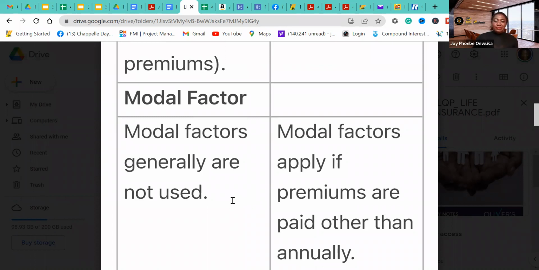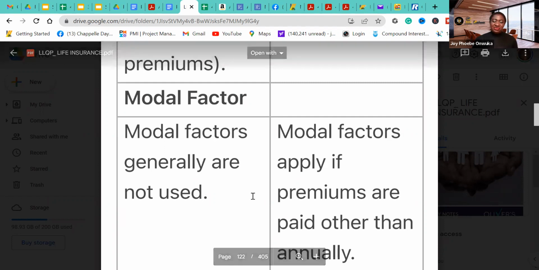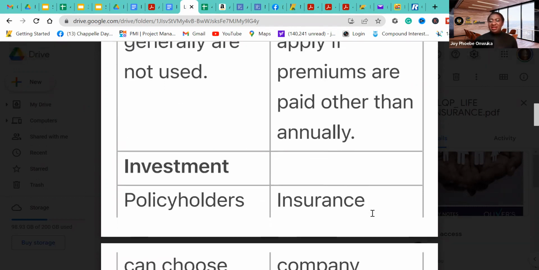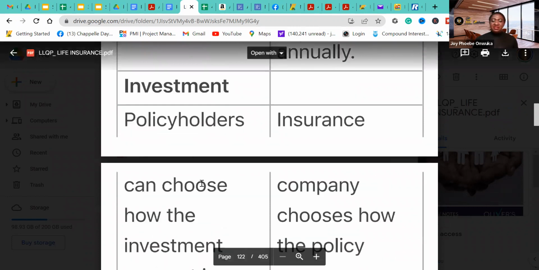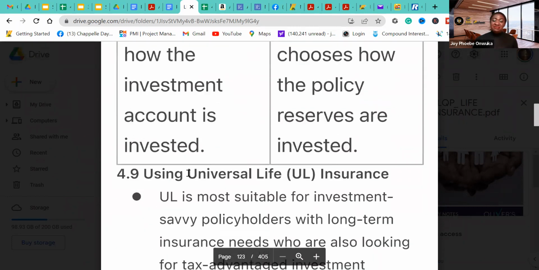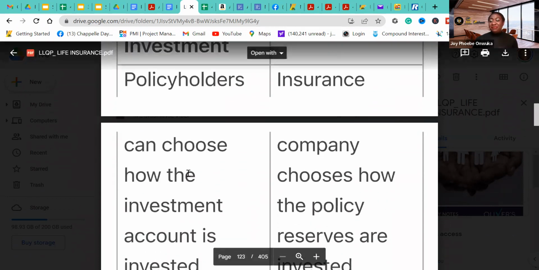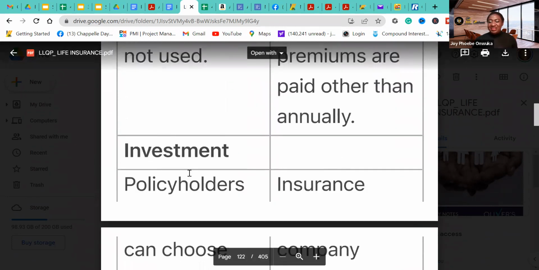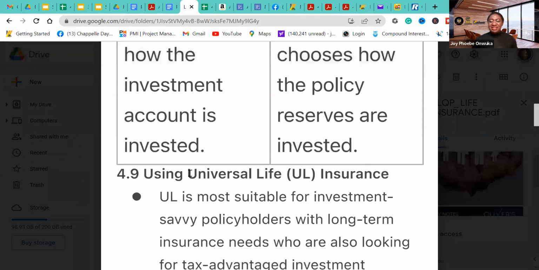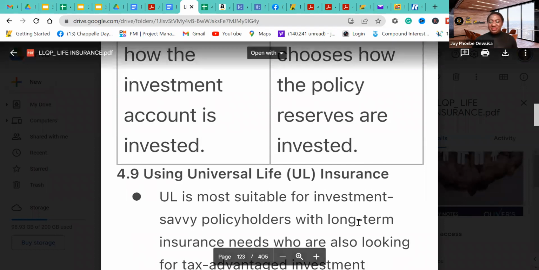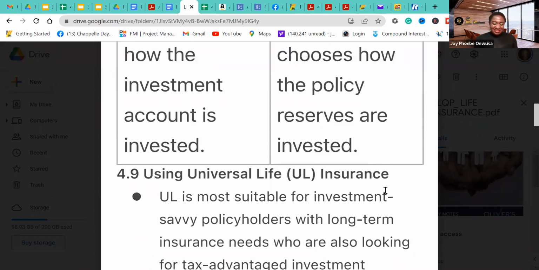Modal factor. What is the difference between UL and whole life when it comes to modal factor? Modal factor for UL is generally not used. Now for whole life, modal factor applies if premiums are paid other than annually. Now investment. Policyholders can choose how the investment account is invested. For whole life, the insurance company chooses how the policy reserves are being invested. You got it? All right.